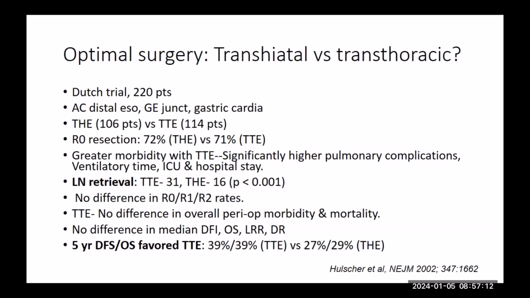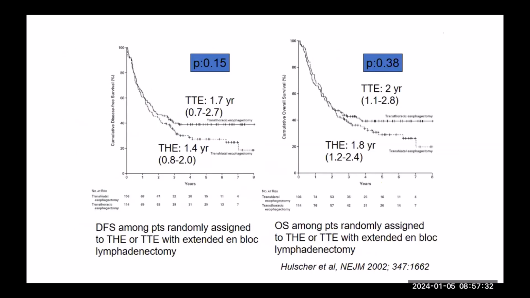But the greater morbidity with transthoracic esophagectomy was a significantly higher pulmonary complication. There was more ventilatory time, ICU stay, and hospital stay. But the 5-year DFS and OS, which came after that, were suggestive of favoring the TTE approach over the THE approach because the lymph node retrieval was more with transthoracic esophagectomy. This paper showed the disease-free survival among patients randomized to the TTE or THE approach. At 2 years, there was no statistically significant difference in DFS or OS.